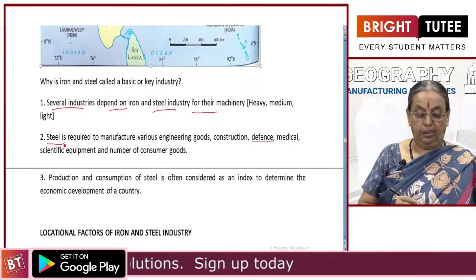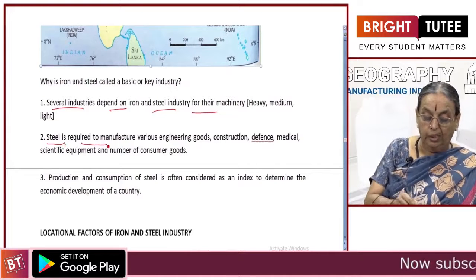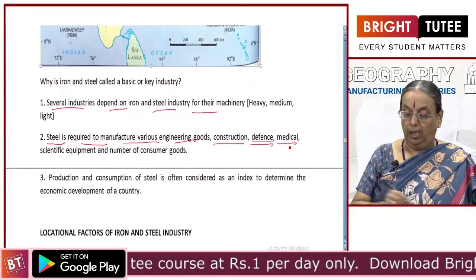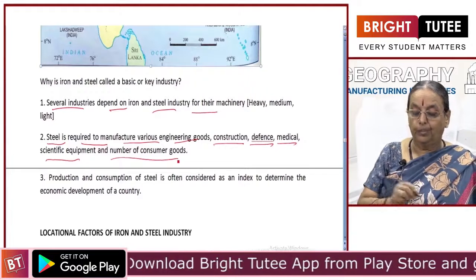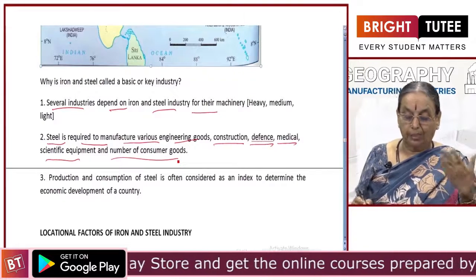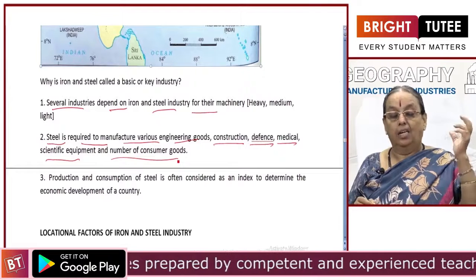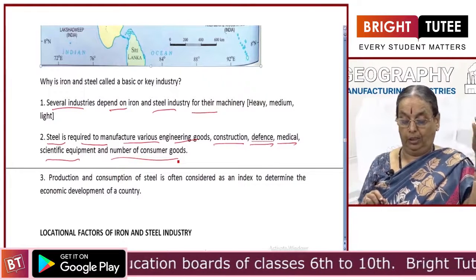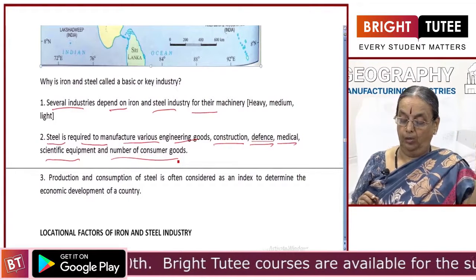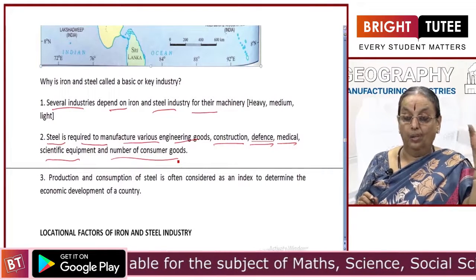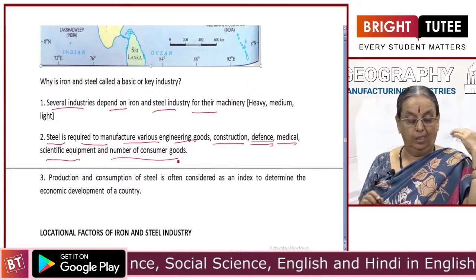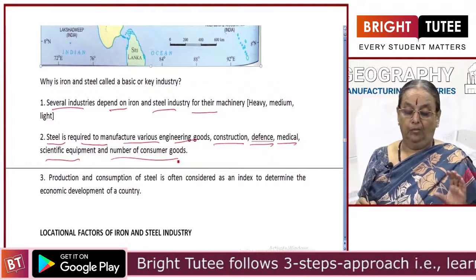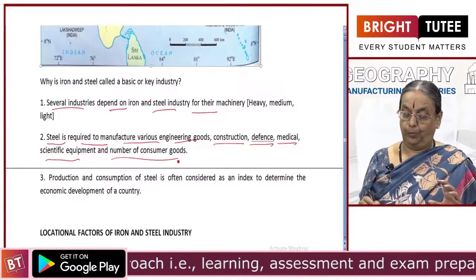Now, steel, which is the main product of the iron and steel industry, is required to manufacture various engineering goods, then construction activities, defense purposes, medical and scientific equipments and a number of consumer goods. Without steel we cannot really produce these in various fields. Steel is used in the construction of houses, flyovers, bridges, dams and so on. All construction activities require iron, then defense equipments, medical and scientific equipments and consumer goods. So, it is very important for the country's economic development as well as for producing various items.